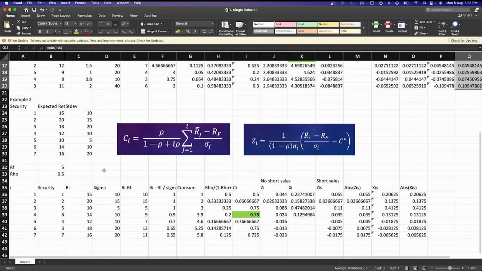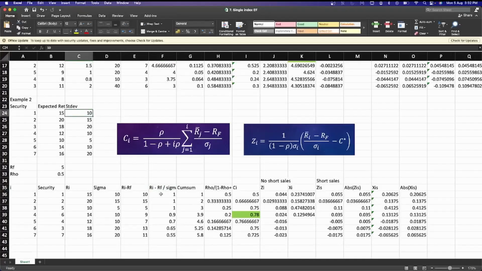That's the second example that we are going to use. This time we have 7 securities, and we have our expected return, which is Ri, that is given to us. Standard deviations are also given to us. And we also have the risk-free return rate and this rho, which is given to us, which is 0.5. So the first step is to calculate this ratio, Ri minus Rf by sigma. Sigma is basically this, right?